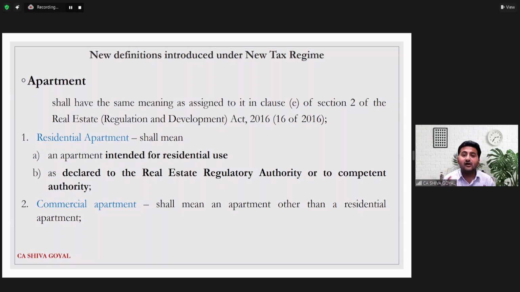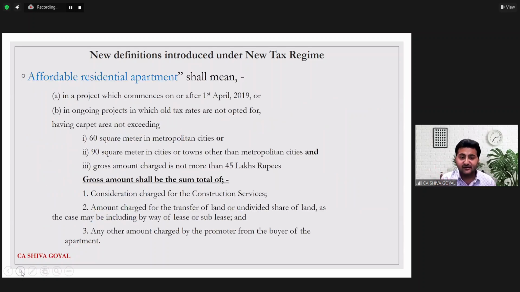Of course, law has taken care of all these things, and these definitions are very much relevant from the RERA perspective. Then comes the affordable residential apartment perspective. Whenever you are auditing an affordable residential apartment, you must know what affordability means, and what the specific limits are. For example, in GST, if the gross amount charged is not more than 45 lakhs, and combined with the area of 60 square meters in a metropolitan city and 90 square meters in a non-metropolitan city, taking both conditions into consideration, it is considered an affordable residential apartment.